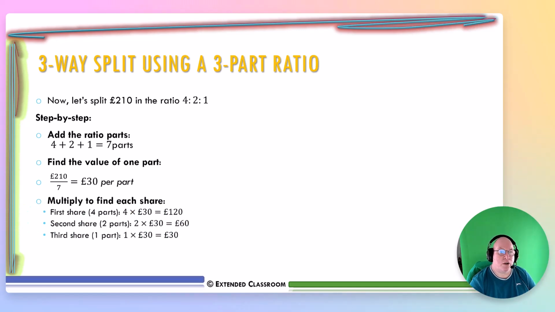So the first share of 4 parts would be 4 times £30, which is 120. 2 parts is 2 times 30, and the 1 part left over is your 30. Always do a nice wee check of everything at the end, just to make sure.